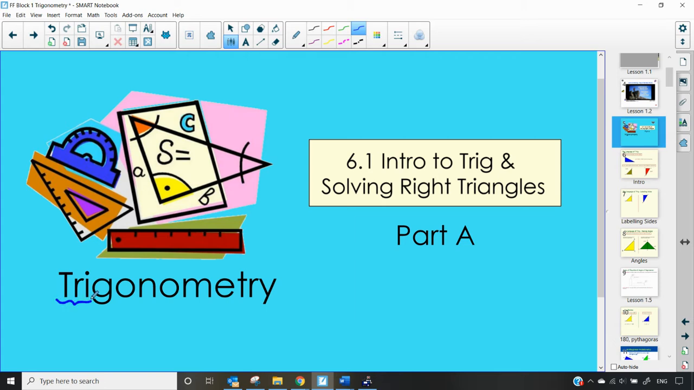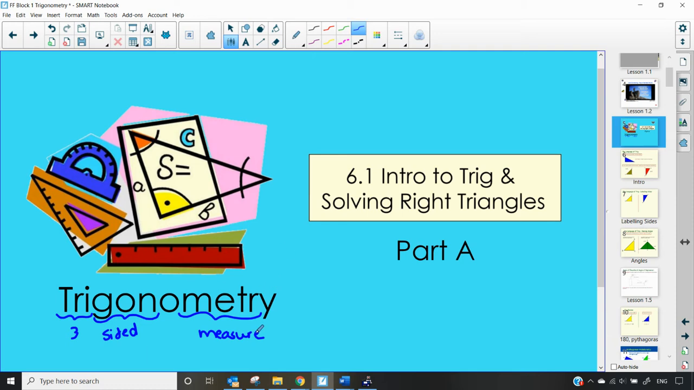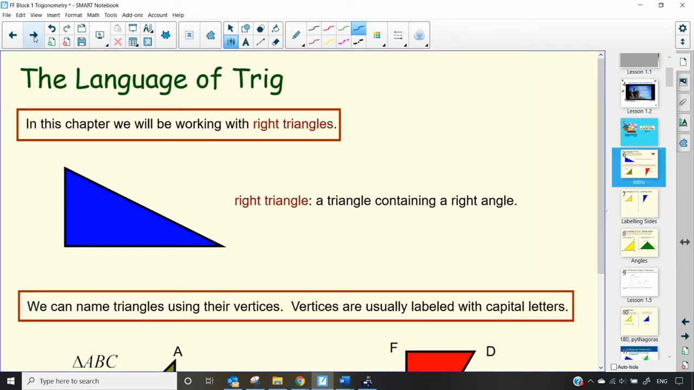So tri stands for three, just like tricycle has three wheels. Trigonometry has three. Gon stands for sided, so three-sided. Polygon is multi-sided. Trigon is three-sided. And metry stands for measure. So trigonometry is really just three-sided measure. In other words, we're going to be looking at objects that have three-sided measures, meaning this entire unit is all about triangles.